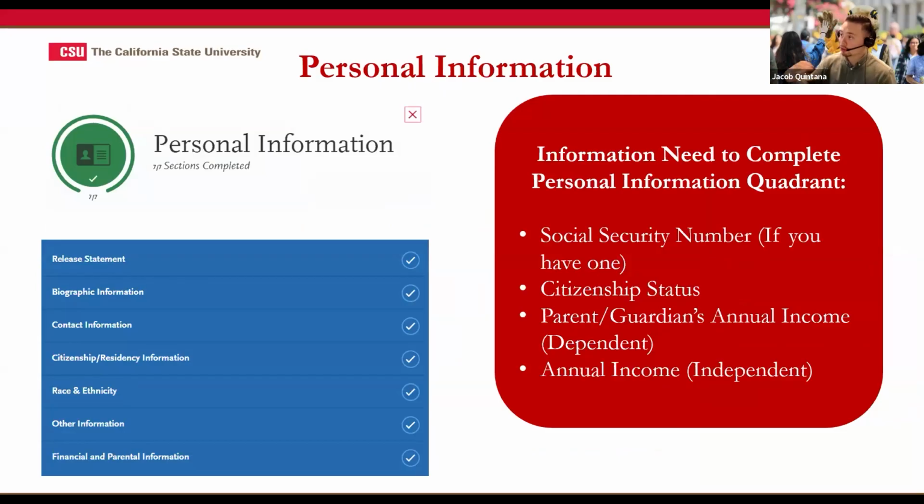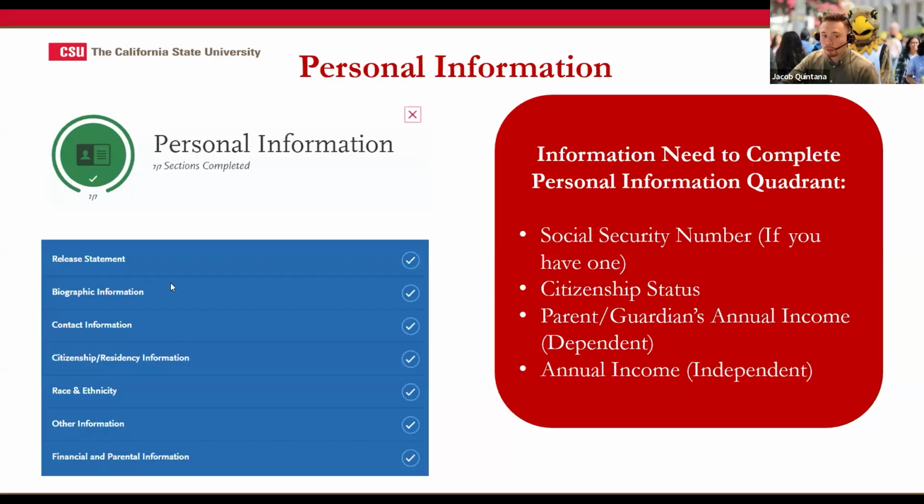Second thing is biographic information. Again, that's everything about you. What's your first name? What's your last name? Where do you live? Where'd you go to school? All that stuff. Contact information, right? Your phone number, your email, a little bit more information beyond that as well.